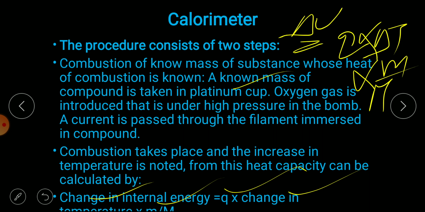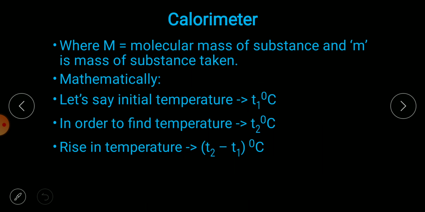So a calorimeter is a device used for measurement of the internal energy of a system. Now you can see M is the molar mass, or the mass of the substance taken. If the temperature initially was T1 degree Celsius and finally T2 degree Celsius, then the change in temperature will be T2 minus T1 degree Celsius.